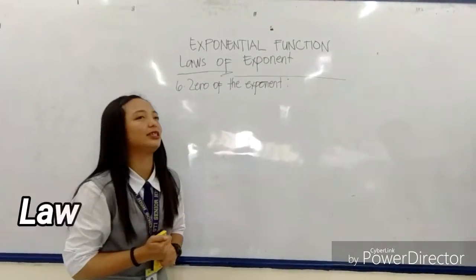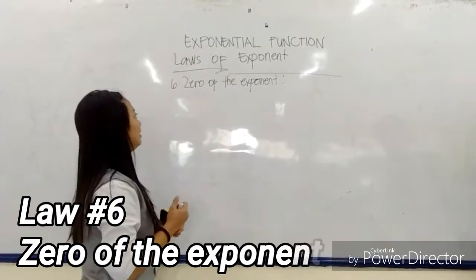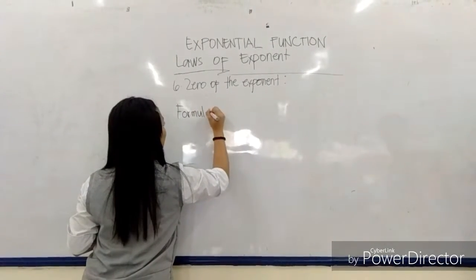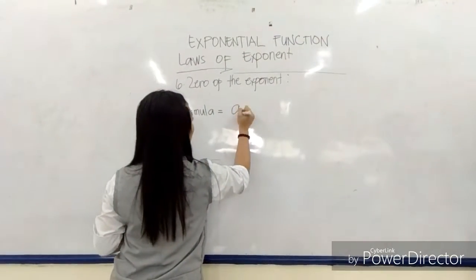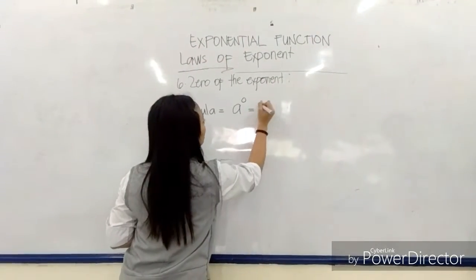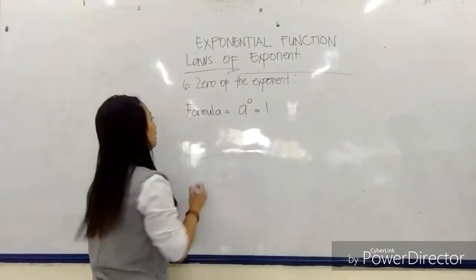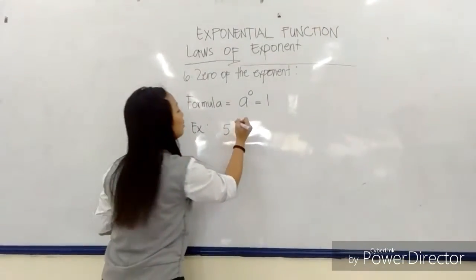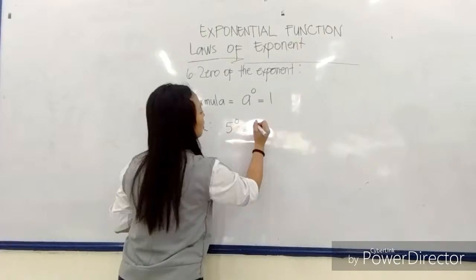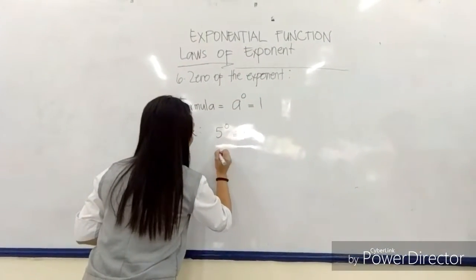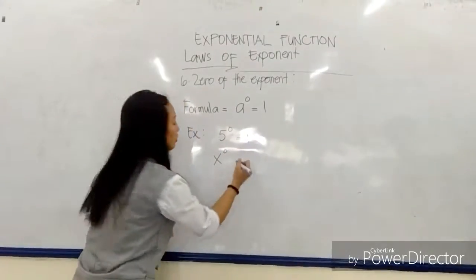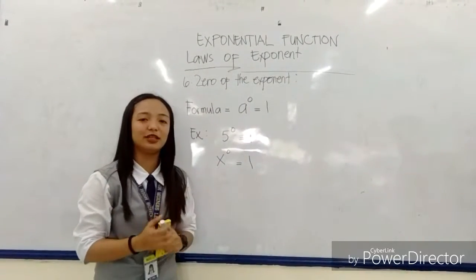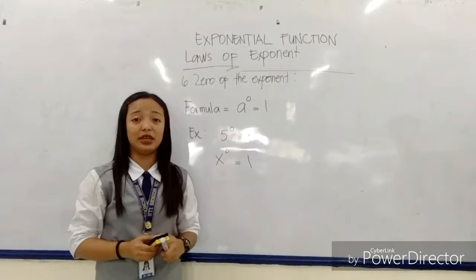Exponent law number 6, which is the zero exponent. The formula is a raised to the power of 0 is equal to 1. For example, 5 to the power of 0 is equal to 1, and x to the power of 0 is equal to 1. We should always remember that any number that is raised to 0 is always equal to 1.